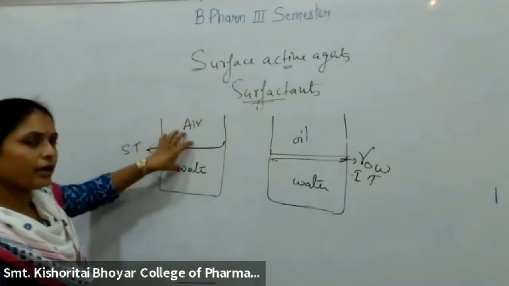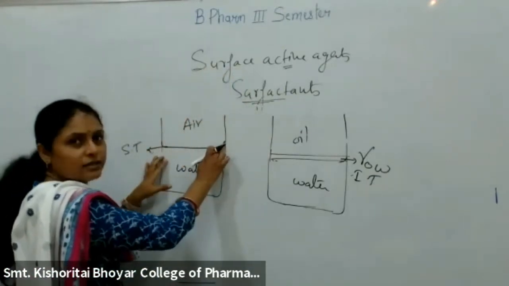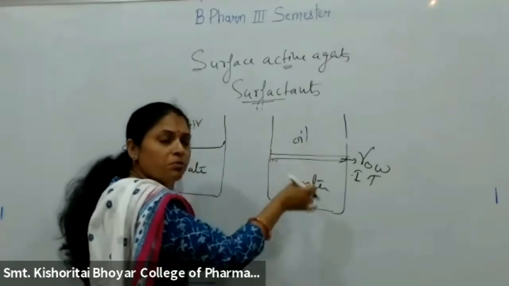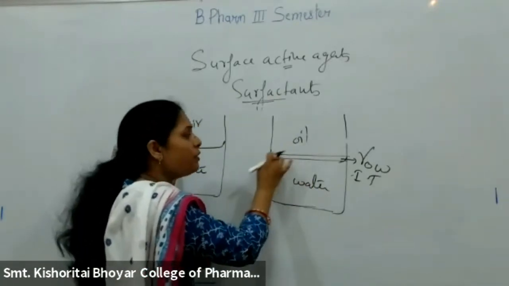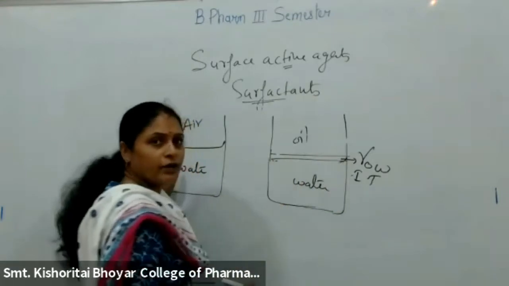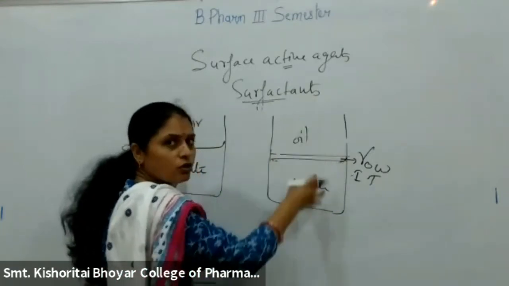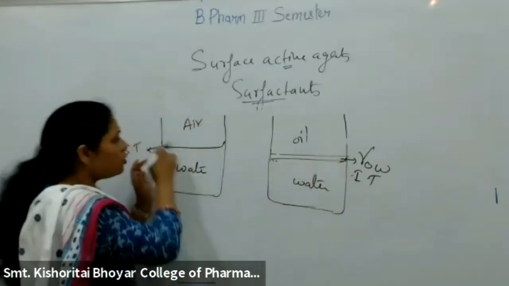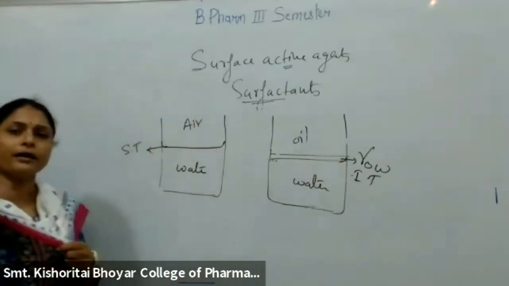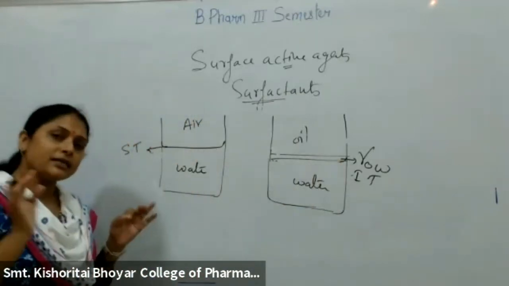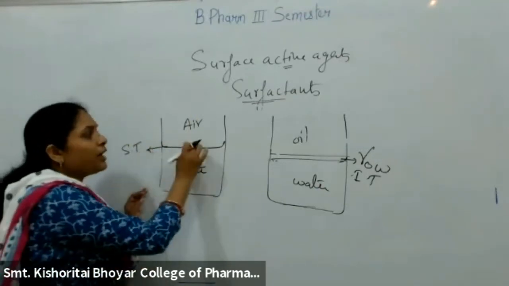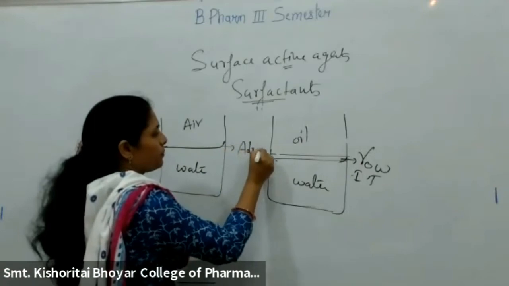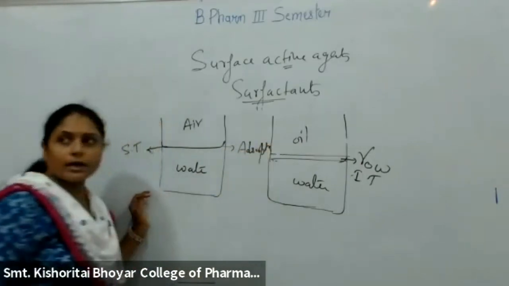If we add them here, it will be at the surface. If we add them into this system where two immiscible liquids are here, they will prefer to remain at the interface. They will not go into this phase or this phase. What will they prefer? To remain at the boundary. Here also they will prefer to remain at the boundary. And such substances, when they remain at the boundary, it is termed as adsorption.